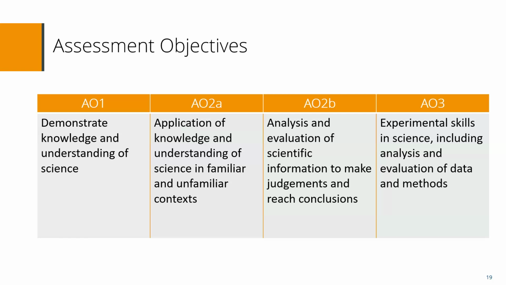AO3 is all about experimental skills in science, including analysis and evaluation of data and methods. AO3 is tested solely in Units 3 and 6. There is no AO3 testing in Units 1, 2, 4, and 5. That doesn't mean that there won't be any questions on experimental skills, but the questions will be targeted at AO2A and AO2B with a little bit of AO1. So they won't be specifically targeted at experimental skills.